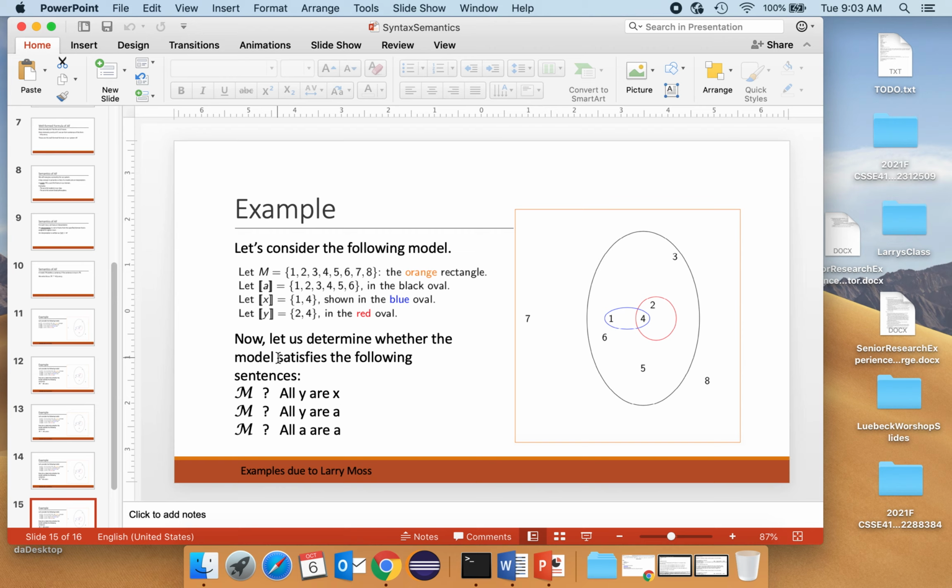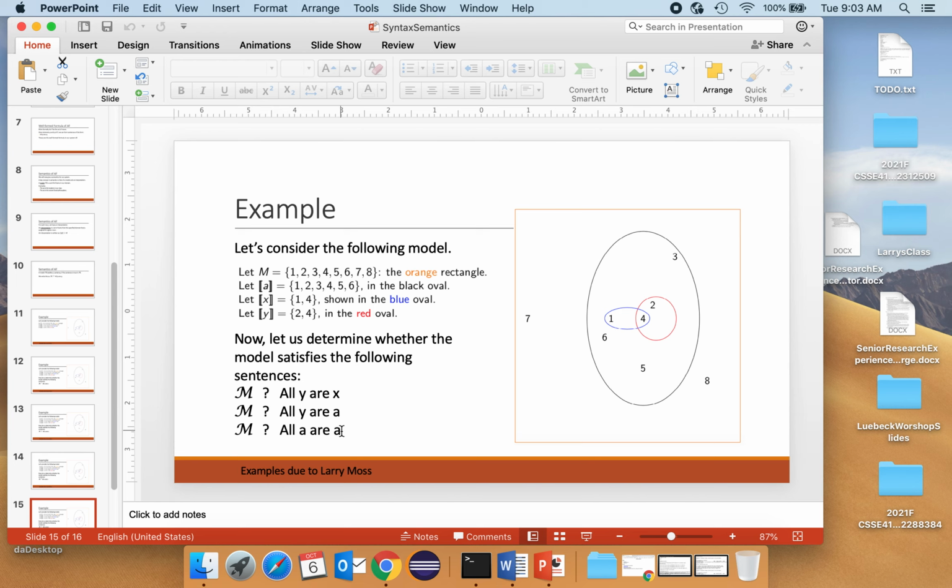All right, so let's have a look at some more examples. Is it true that all Y are X? Let's see, Y is red and X is blue. No, we have 4 that is part of the blue oval, but not 2. So there's a counterexample. So no, that sentence is not true. All Y are A? 2, 4 is the red oval, and we have the black oval. The red oval has 2 and 4, and 2 and 4 are also part of the black oval. So yes, that is supported by our model.